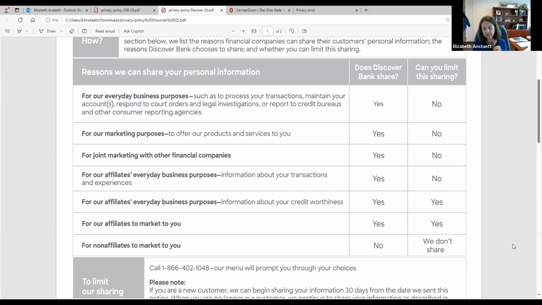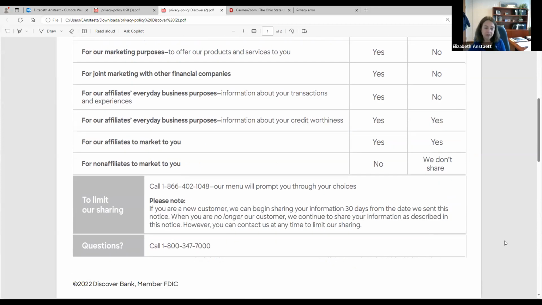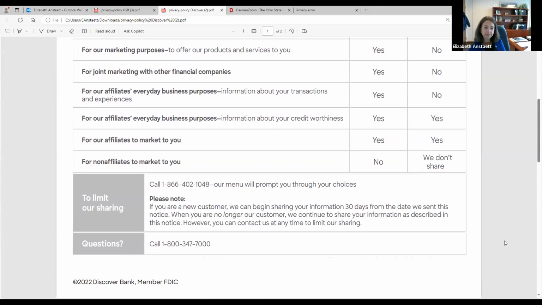It says yes. And then it says for affiliates to market to you. Again, this is coming out of the FCRA, but you are permitted to limit that. So there's another yes. And then it's for non-affiliates to market to you. Apparently Discover doesn't do this, so they say we don't share. But because there are some boxes with yeses in the can you limit, they must give you an opt-out. And here they are using a telephone number, and they are giving you 30 days.